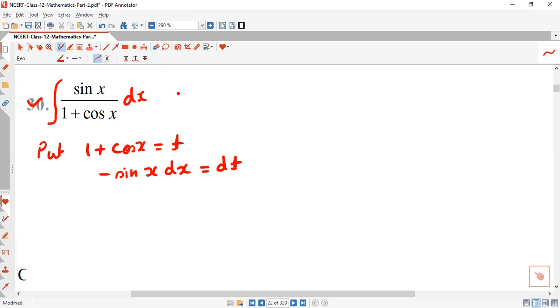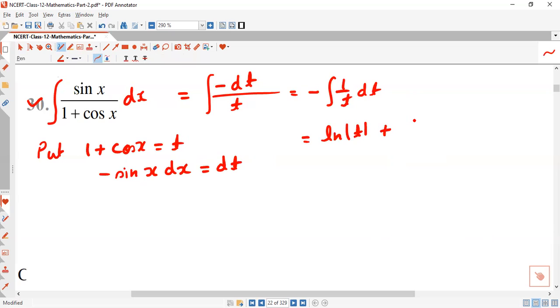So put this value here. Sin x dx becomes what? Minus dt. And 1 plus cos x is t. So you can say minus 1 upon t dt. That will be equal to log of mod t plus some constant c. And t equal to what? 1 plus cos x. So natural log of mod 1 plus cos x plus some constant c. This will be the answer.